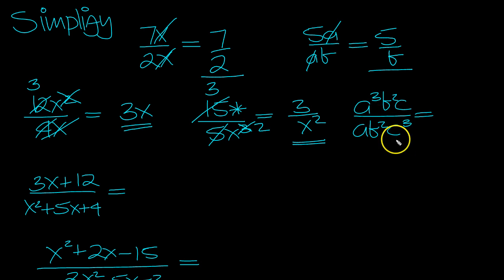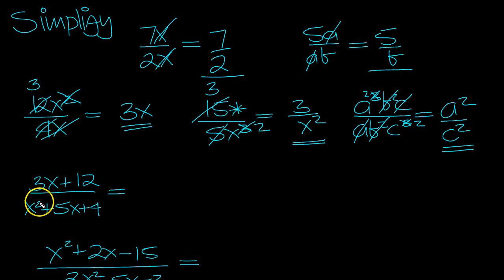Okay, let's have a look what's common top and bottom here. One of the a's cancels here to leave a squared. The b squared can cancel, both of them cancel top and bottom, and one of these c's cancels here and here. So we're left with a squared over c squared.